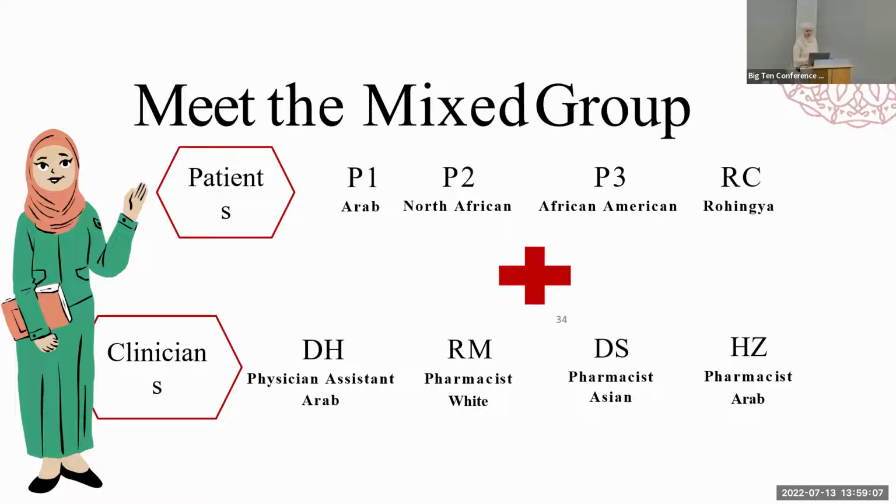So now you get to meet our mixed group of patients and clinicians. Within the patients, we had both male and female; Arab, African, North African, and African American; and also a refugee coordinator who was a representative of the Rohingya community. Among the clinicians, we had Arab, white, and Asian clinicians. It was really important to include this diverse group because it provides a representation of the Muslim community living in this area.